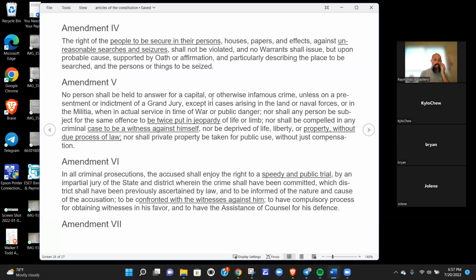You have the right to be informed of the nature of your accusation. So if you're detained and they don't tell you why, they're depriving your rights. And if there's a witness that said you did something, you have the right to be confronted to see who it is, who's accusing you of things that's taking away your rights. And you have the compulsory process to obtain witnesses in your favor. So in any trial, you have the right to obtain any witnesses that will support your case. And you have the right to have the assistance of counsel for his defense.